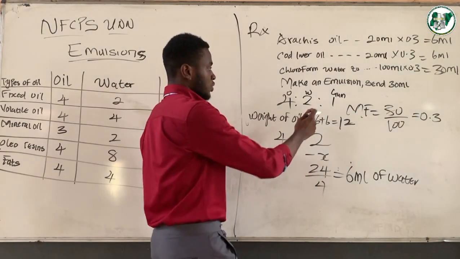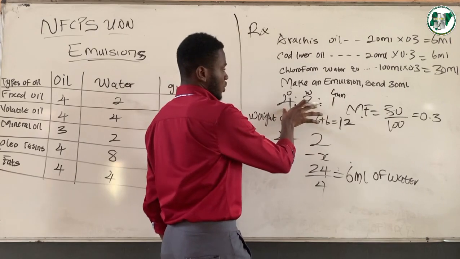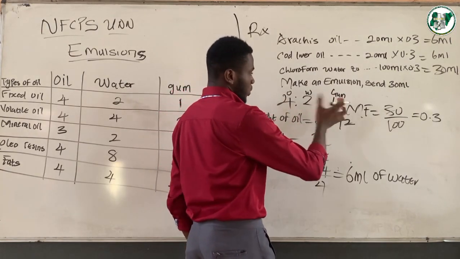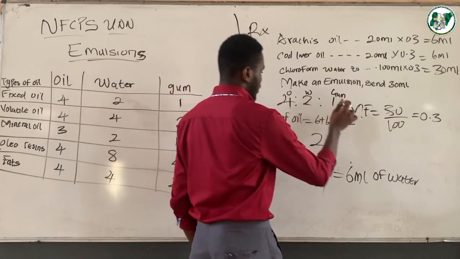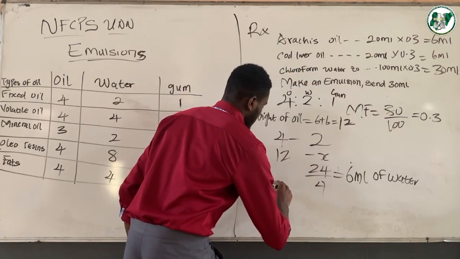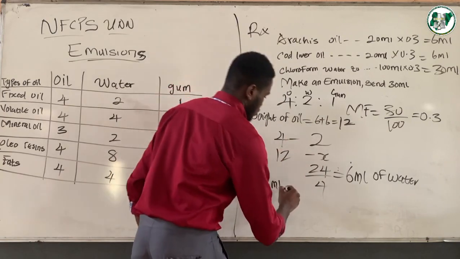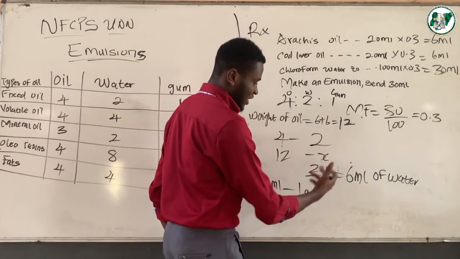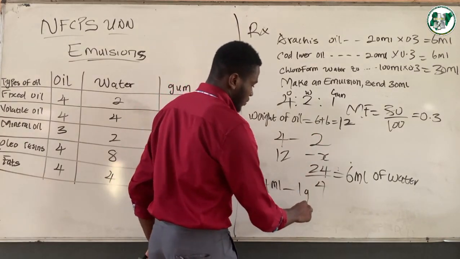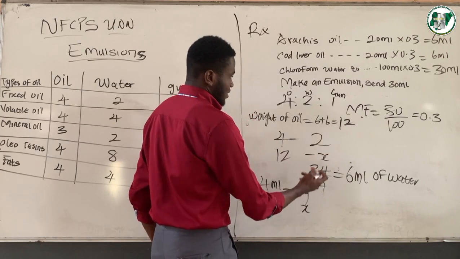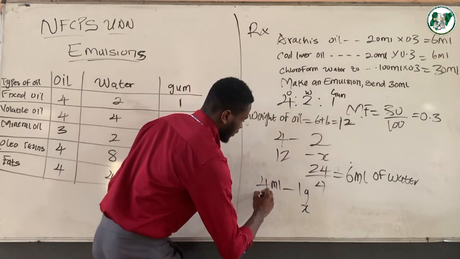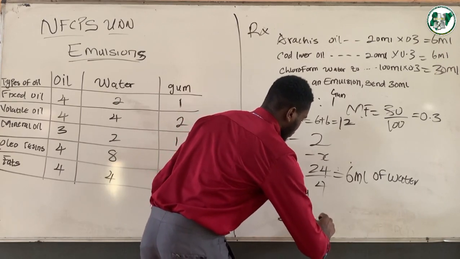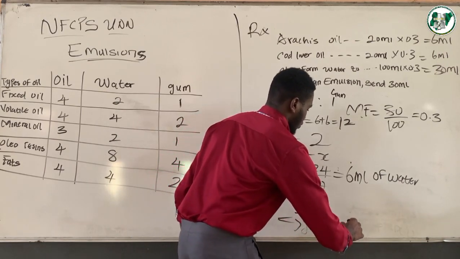Now we go to the gum. The ratio between the oil and the gum is 4 to 1. The ratio between the water and gum is 2 to 1. We can use any of them, but let's use oil and gum. So 4 ml of oil for this emulsion should contain 1 gram of our acacia gum, which is our emulsifying agent. Then how many grams should be contained, since we have 12 ml of our fixed oil? When we do that multiplication, we get 3 grams of gum.